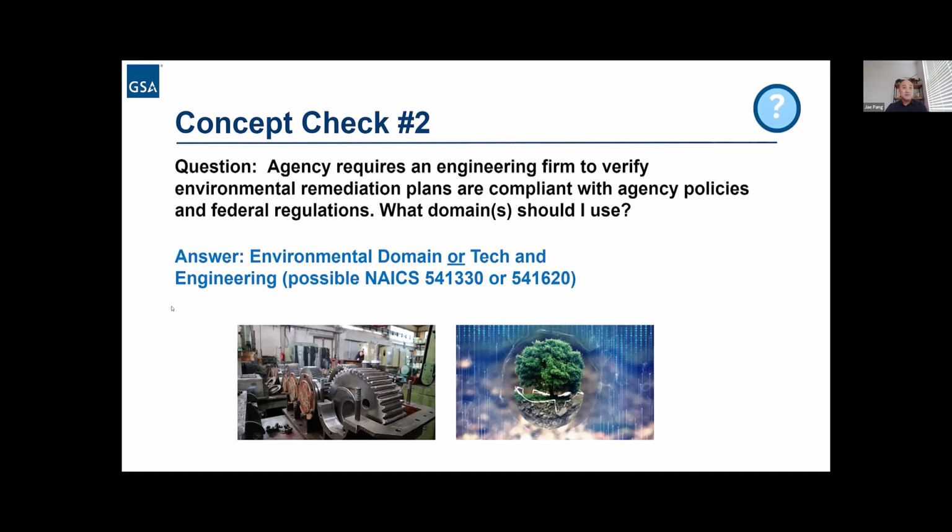All right. If you selected environmental domain or technical and engineering, you're both correct. Possible NAICS would be 541330 or 541620. And we put both environmental and technical engineering in there because it is a common solution that could meet this requirement. And until we get down to the actual PWS or SOW, this is just a general blanket statement saying that these two domains can usually cover this type of requirement.